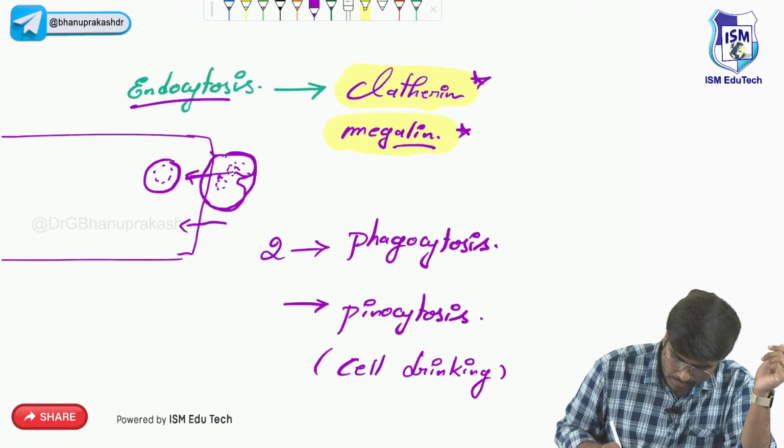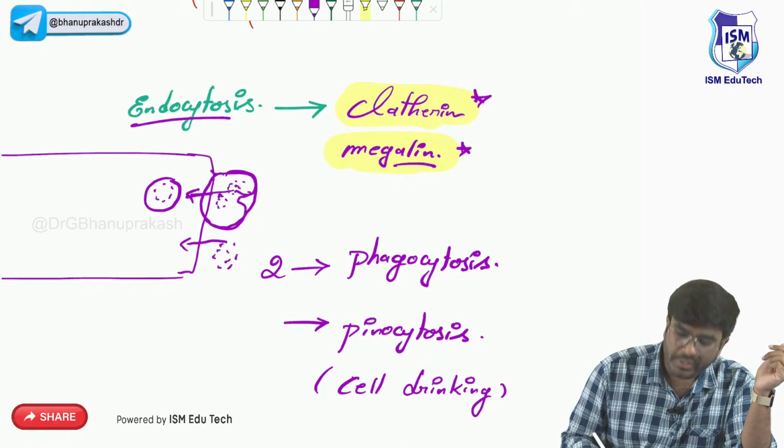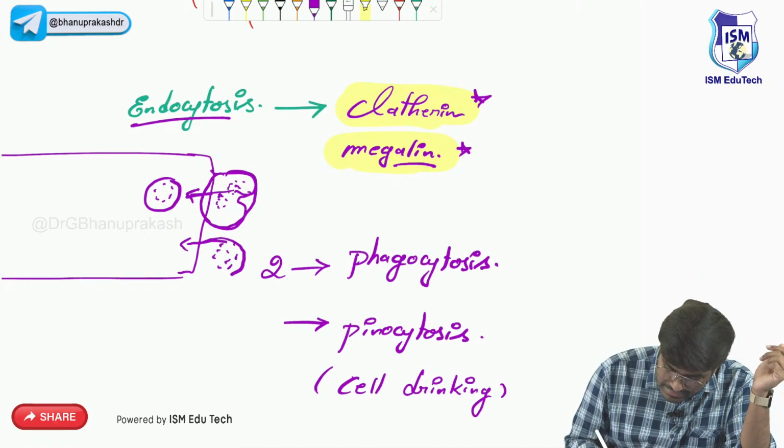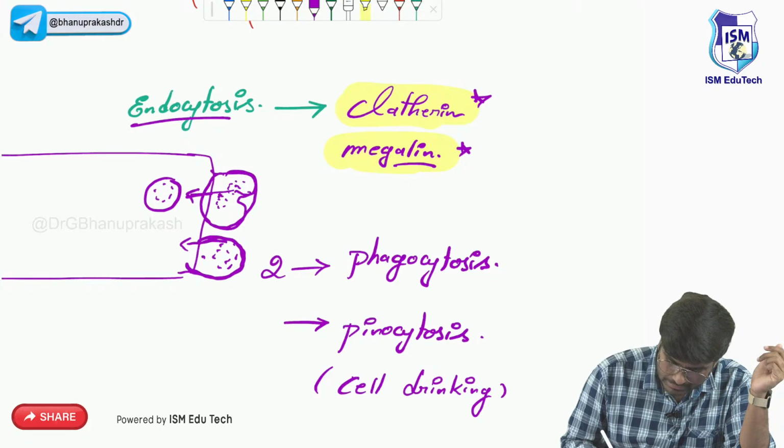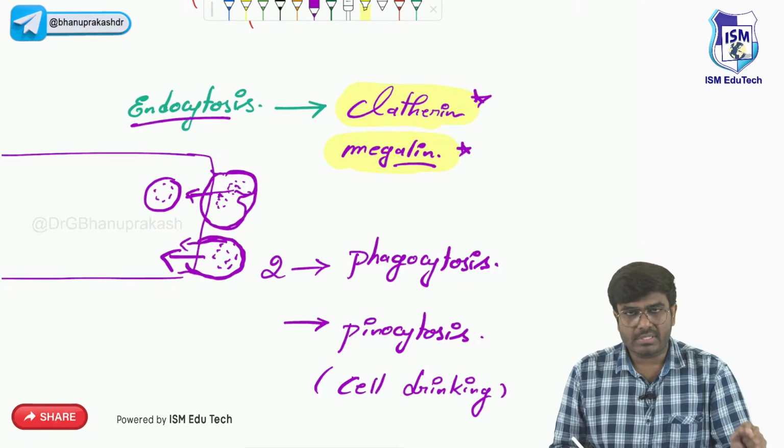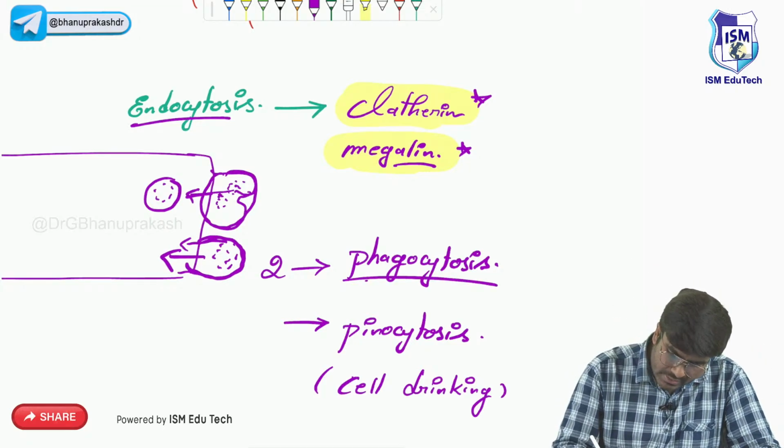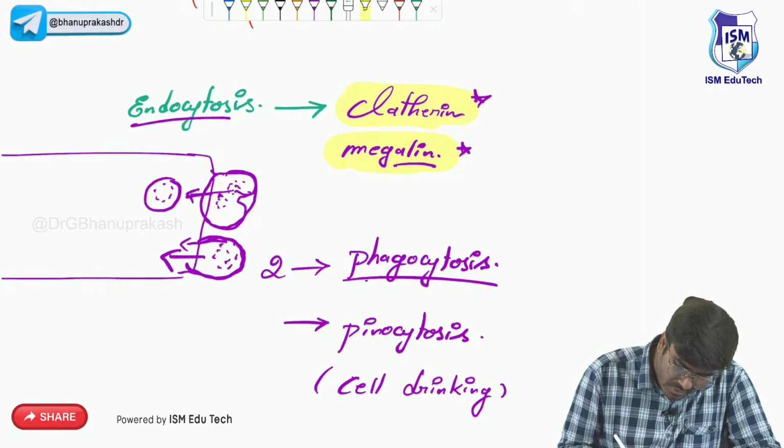Okay, for example, here some fluid is there. Now that fluid is taken into the cell in the form of a vesicle. So that is called pinocytosis. What is phagocytosis? Here, outside the cell, especially outside the macrophage.